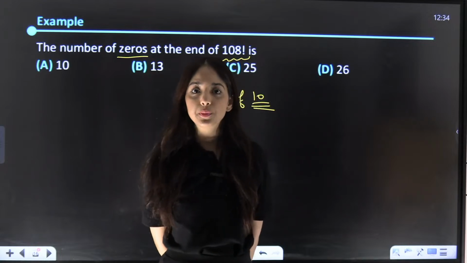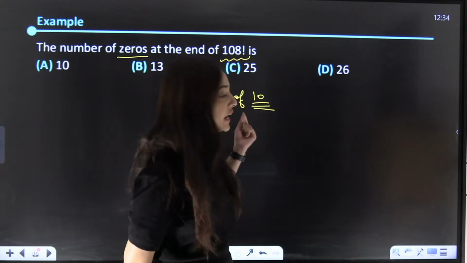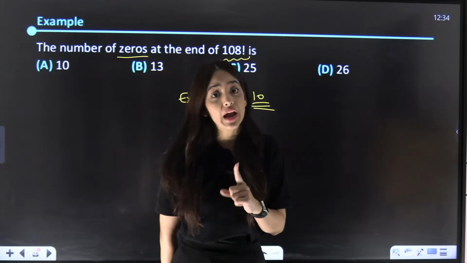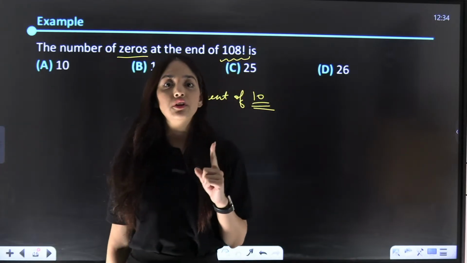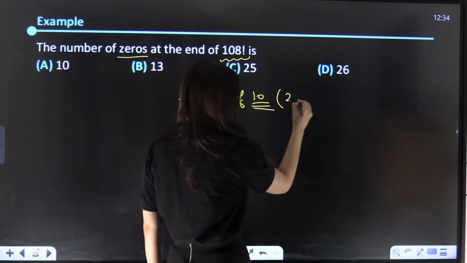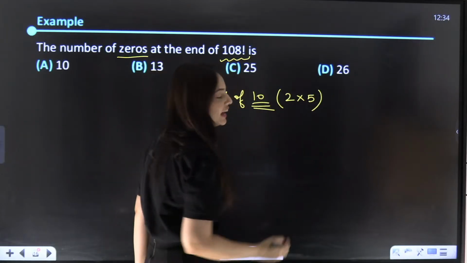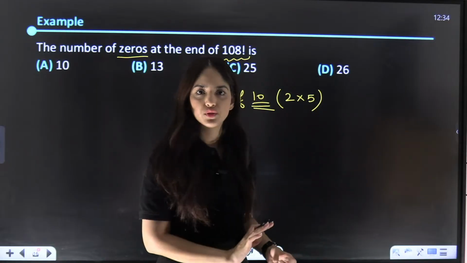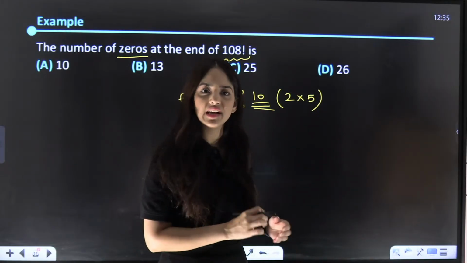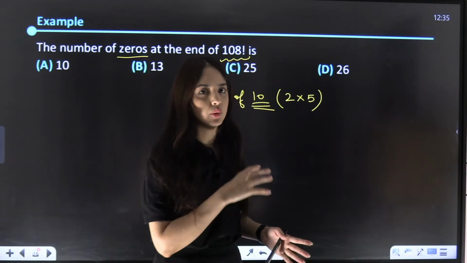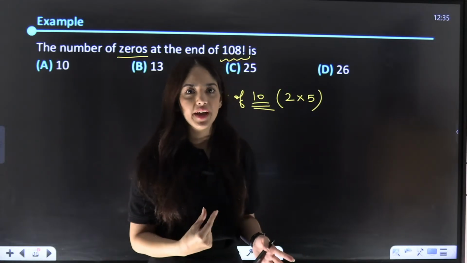Okay, exponent of 10. But 10 is not a prime number. Remember, the formula was for prime numbers. That method only worked for prime numbers. So what is 10? 10 is 2 into 5. That means there will be some 2's and some 5's. We are going to take the same number of 2's and 5's out of those, and we are going to get a 10 from each pair of 2 and 5.